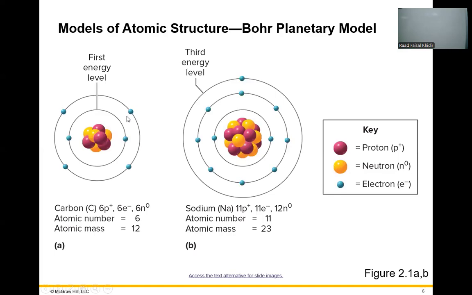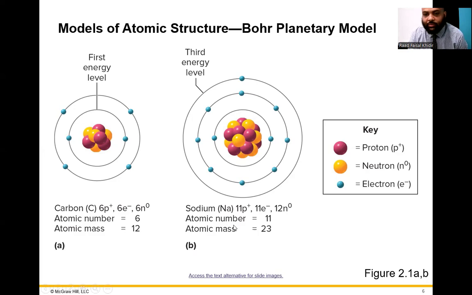So here, this is very important. You should be able to tell that 6p+ means the number of protons, and 6e− is the number of electrons, and 6n0 is the number of neutrons.